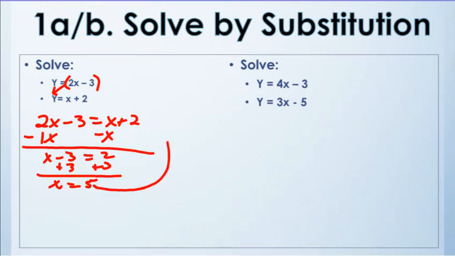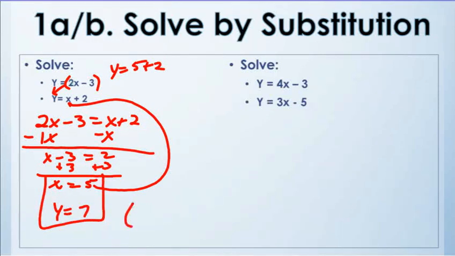And then I'm just going to plug that in to this one. And it doesn't matter which one. I usually choose the one that has the least amount of steps. So if I plug that in, I would have y equals 5 plus 2. Y would have to equal 7. So I can either write my answer this way or put it as 5 comma 7. And that would be my solution.